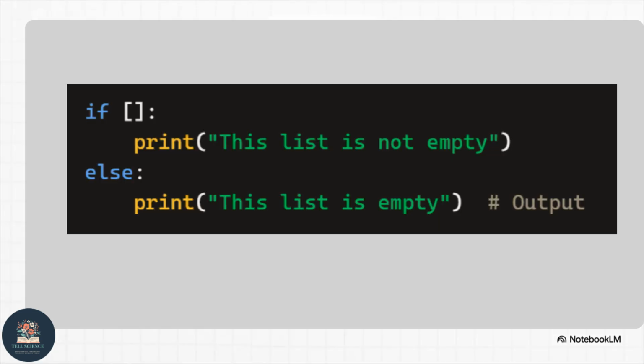Let's see that in action right here. We have an if statement that's checking an empty list. Now, since an empty list is a falsy value, that if condition basically becomes false. The program skips the first print statement and jumps straight to the else block, and it correctly tells us the list is empty, all without us ever having to type the word false ourselves. Pretty cool, right?